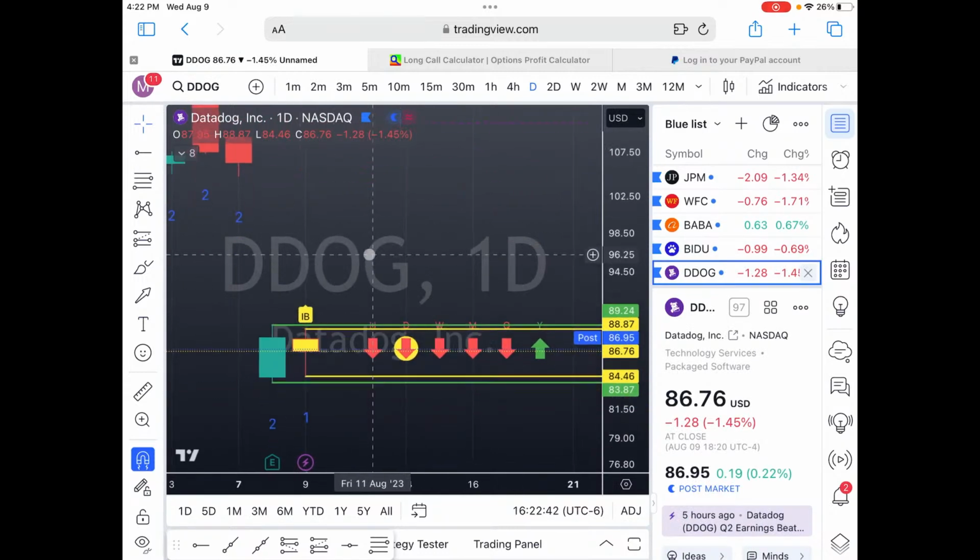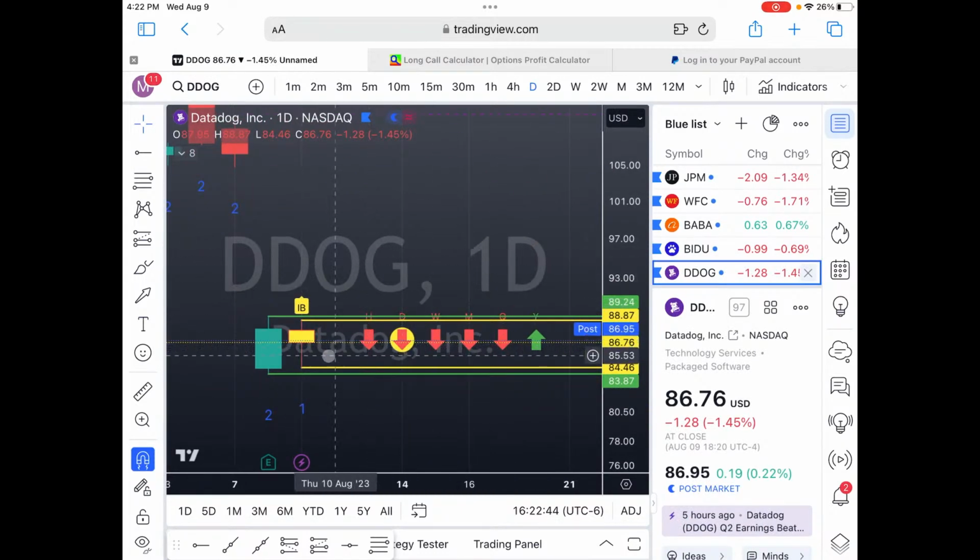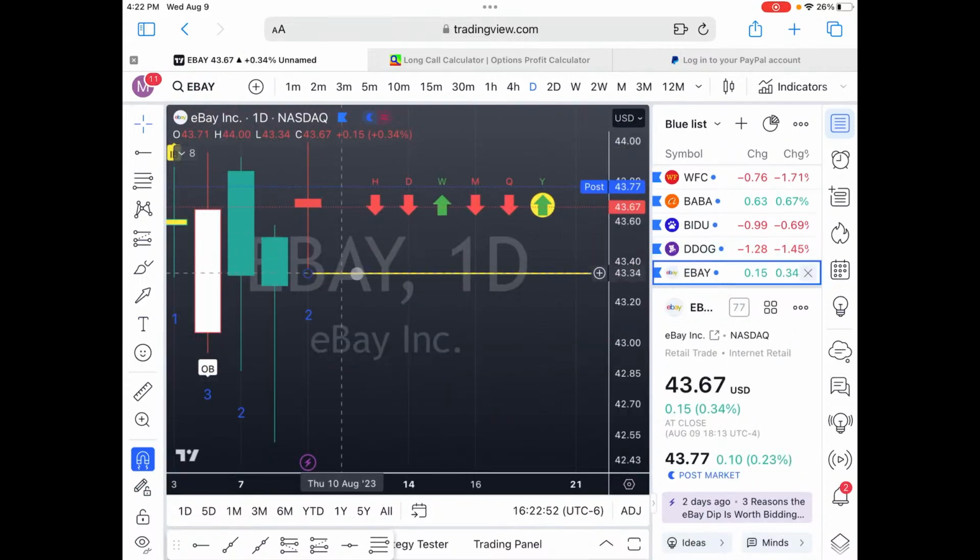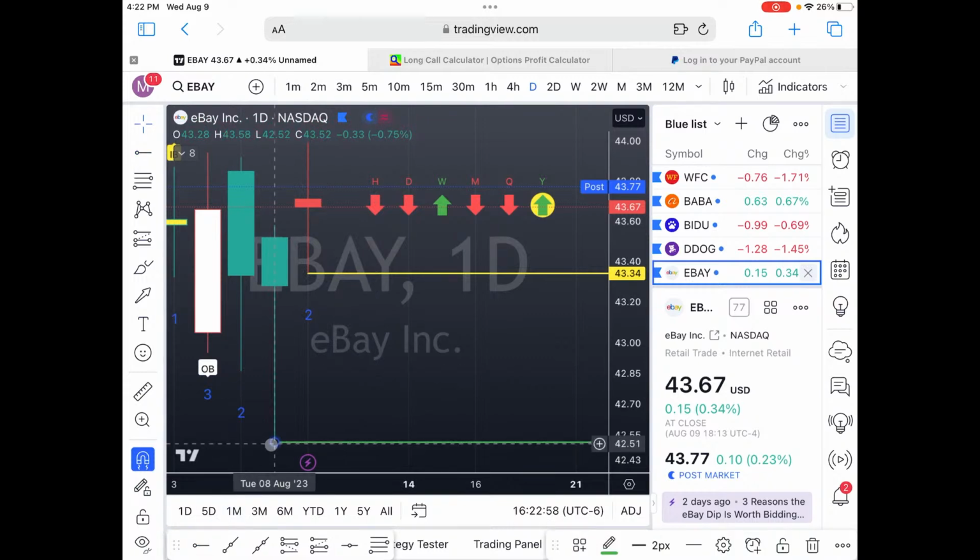Datadog, inside bar, time frame continuity pointing down. So we can look for puts here at 84.46. Calls at 88.87 are still possible on DDOG. eBay, 2-up red. We'll look for puts there at 43.34. Good magnitude all the way to this downside here at 42.52.